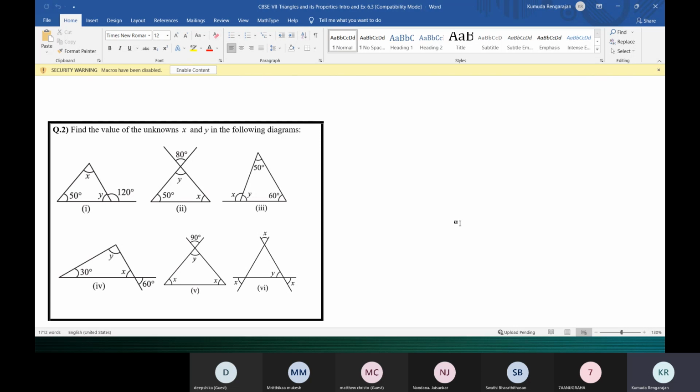Question number 2, the first one. Please find x first and then y. Any order is fine, children. I'm just telling you, I just want you to find x and then y. You can also find y and then find x. The heading is: find the value of the unknowns x and y in the following diagrams.